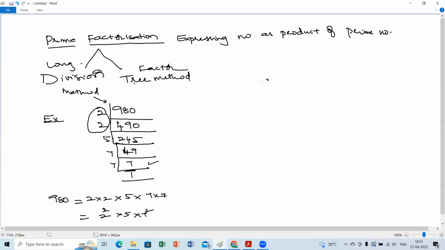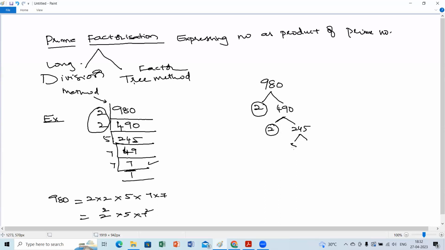Factor tree method. How to do the factor tree method? The same way, the same procedure. Go with the 2, half of 980 is 490. Among these, 2 is a prime number, we cannot divide further. 490 is a composite number. You can further make branches to that. So once again 2, how many times? 245 times. 2 is a prime number, so you circle it. 245 is a composite number. Further, you make branches to that.